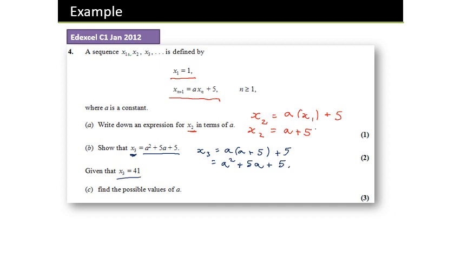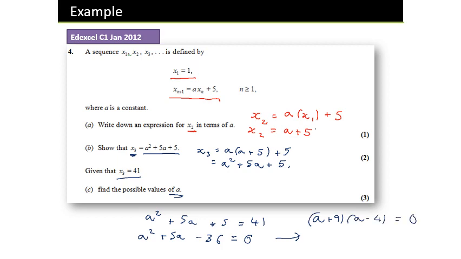And finally, for part C, given that x3 is 41, find the possible values of a. So a squared plus 5a plus 5 equals 41. So then a squared plus 5a minus 36 equals 0. Factorising that, a plus 9, a minus 4 equals 0. So then our two different values for a are a equals negative 9 or a equals 4. And that's it.